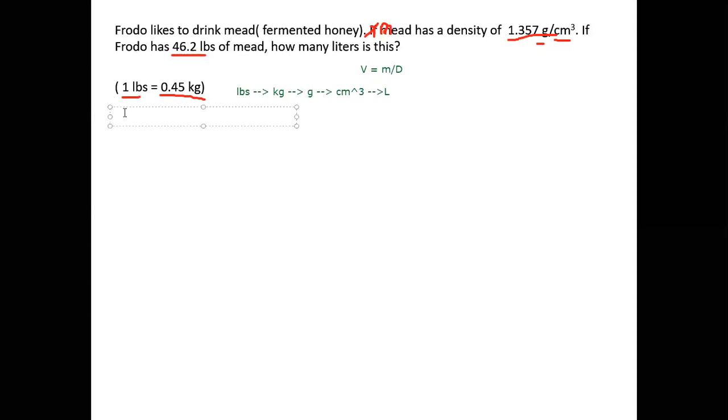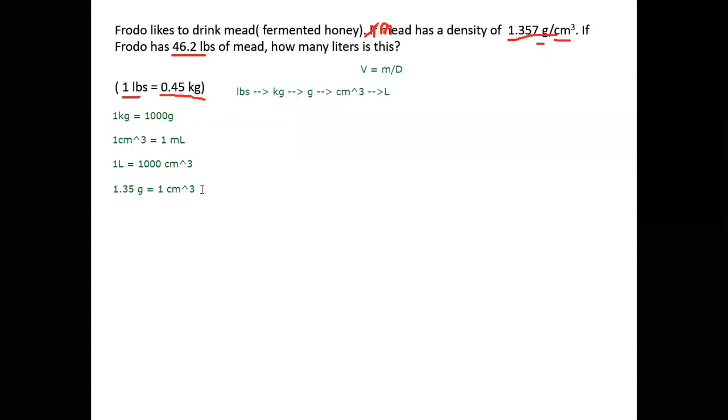So we need a few more additional conversion factors. We need to know how many grams in a kilogram and how many centimeters cubed in a liter. So 1 centimeter cubed is the same thing as 1 milliliter. So in 1 liter, there's 1,000 centimeters cubed. Also, we can take our density and write it as a conversion factor. We can say 1.35 grams equals 1 centimeter cubed.